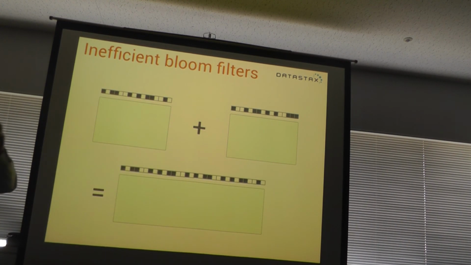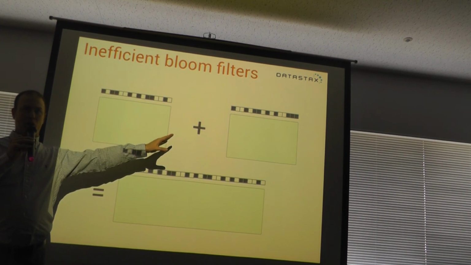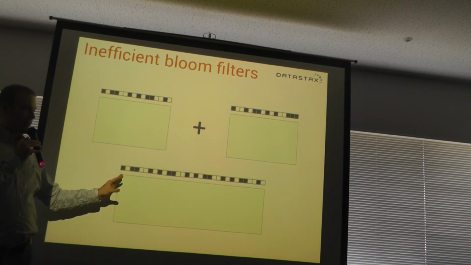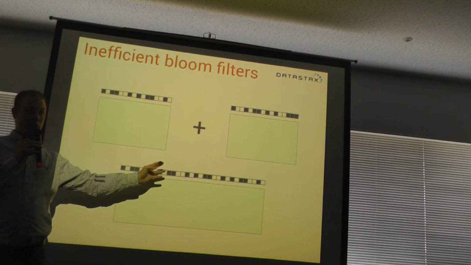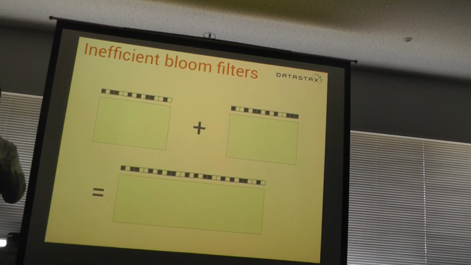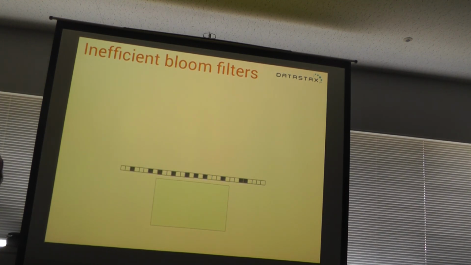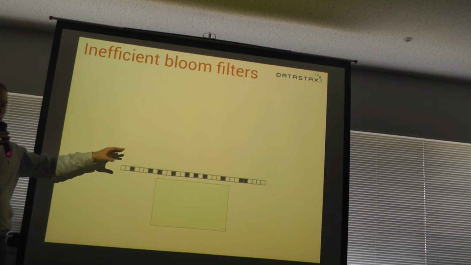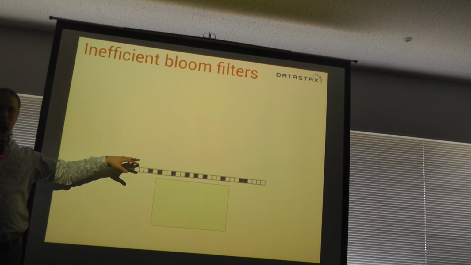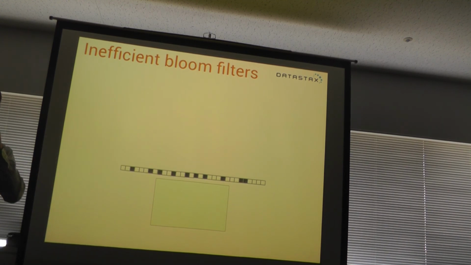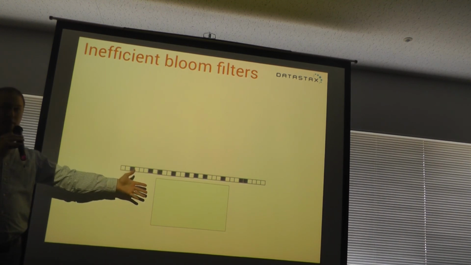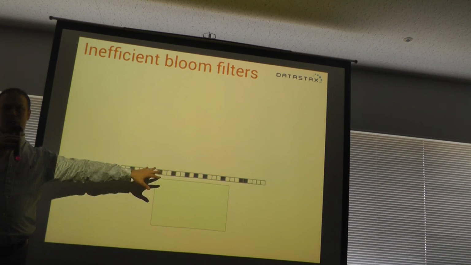Or it could also be that these SS tables overlap not at all, in which case I need a Bloom filter that's as large as the two put together. The problem is that I don't know which of these it is until I'm actually already done with the compaction. So what Cassandra does is it will assume the worst case scenario. It will allocate enough memory for a Bloom filter where the two SS tables didn't overlap at all. But that means that if they did overlap, then I've wasted some memory.